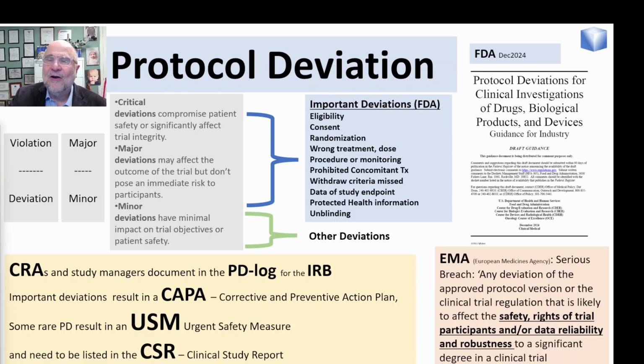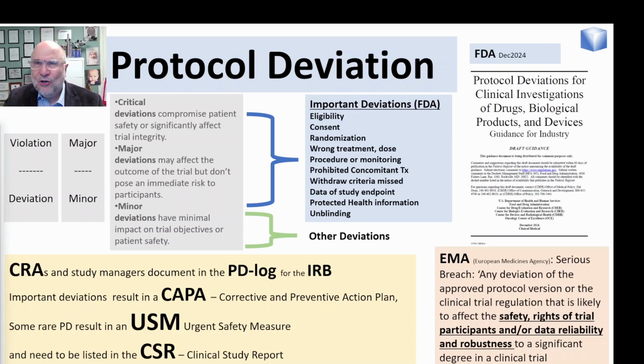But the FDA isn't all there is. The FDA stands for Food and Drug Administration, another abbreviation to learn. But it's only for the US, United States. And the equivalent in Europe is the EMA, the European Medicines Agency. Look under the term serious breach, and you will find similar definitions. A serious breach is something that affects safety, the rights of trial participants, those are the patients, and or data reliability or robustness, the old term of integrity of the data.